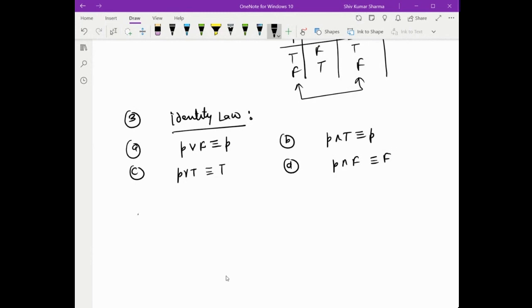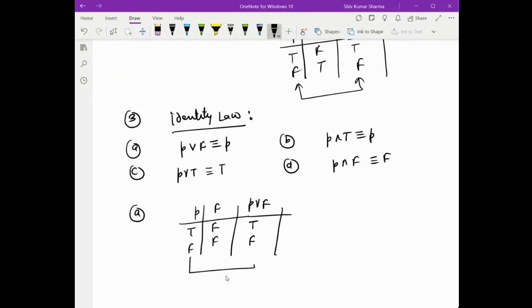For proving this, first we use a truth table. When we have only one statement P, we write one true value and one false value, and F represents all false values. So we make P or F. True or false is true and false or false is false. In disjunction only false false is false. So we see that P and this column have the same truth value, so this is equivalent to this.